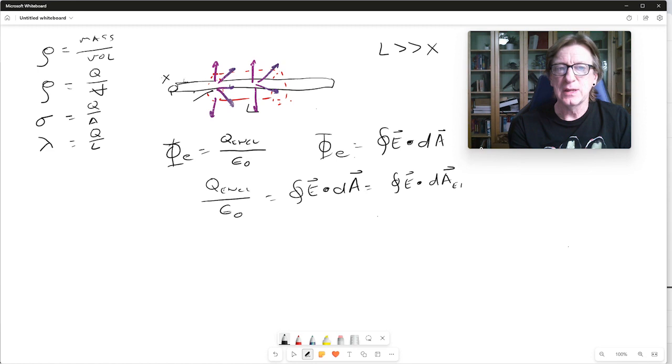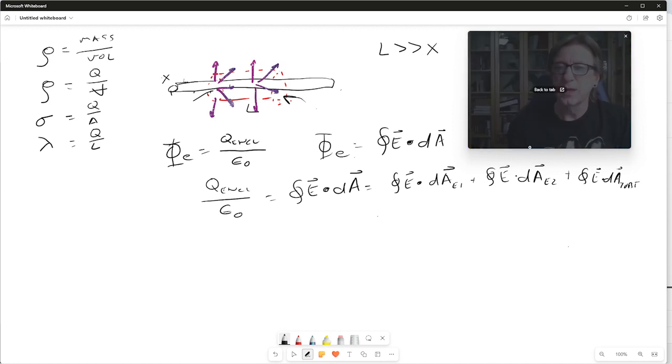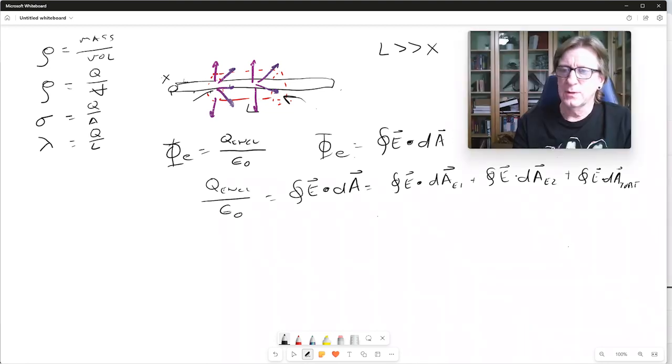We'll call this one end cap 1 right here. We'll call this one end cap 2. Plus the integral of E dotted into dA over end cap 2, plus the integral of E dotted into dA for the tube, the part surrounding it. And so it's 3 pieces. So let's go ahead and break those apart.